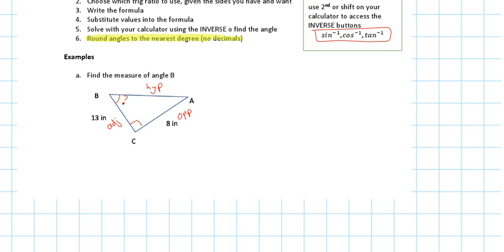All right? So what am I given? The adjacent and the opposite. So if I'm given the adjacent and the opposite, which trig ratios do I use? TOA. Okay? Because I'm given the opposite and the adjacent. So let's set it up. Tan theta equals the opposite over the adjacent. I'm looking for angle B, so I'm going to write tan B equals, what's my opposite? 8 over 13.